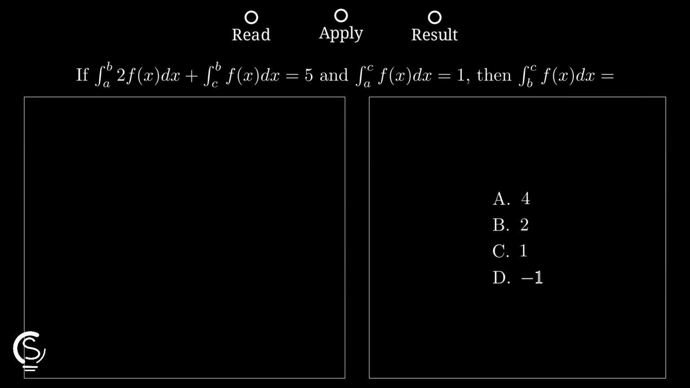First, let us simplify the given equation by pulling the constant 2 out of the first integral. This makes it easier to see how the different pieces of the function connect.